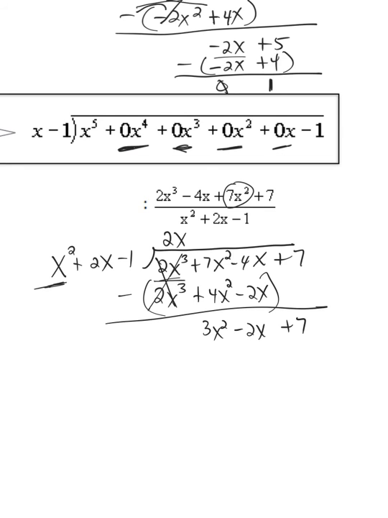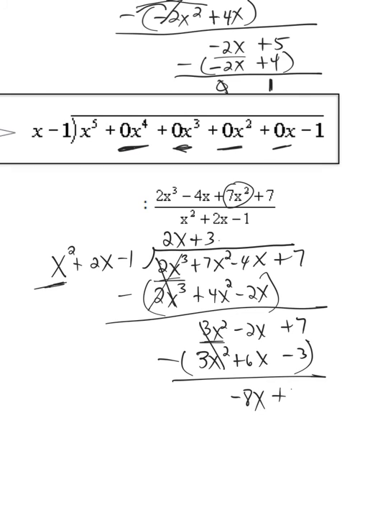X squared goes into 3x squared 3 times, so I'm going to put plus 3. 3 times x squared is 3x squared. 3 times 2x is 6x. 3 times negative 1 is negative 3. Combine. Oops, I'm sorry, I got to go ahead and put my negative out there. And if I didn't, notice how much that affected my answer. Negative 2x minus 6x is negative 8x. 7 minus negative 3 is 7 plus 3, which is 10.